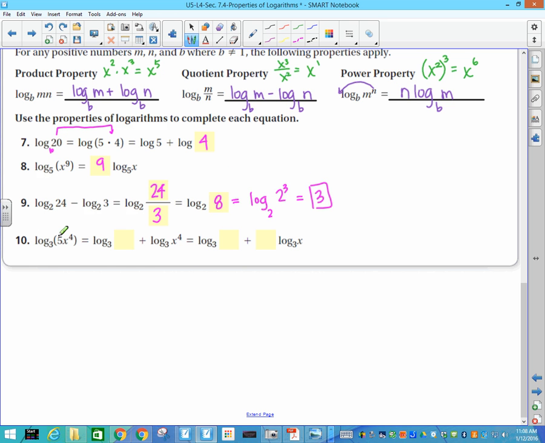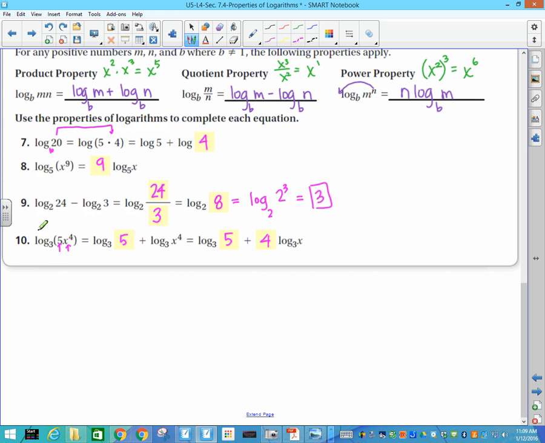Okay, log base 3 of 5x to the fourth. This is a product. The first factor is 5, and the second factor is x to the fourth. Put an arrow on that so you can tell what I'm doing. So it's the log base 3 of 5 plus the log base 3 of x to the fourth, and we can't leave an exponent when we expand it, so that 4 actually has to come down in front.